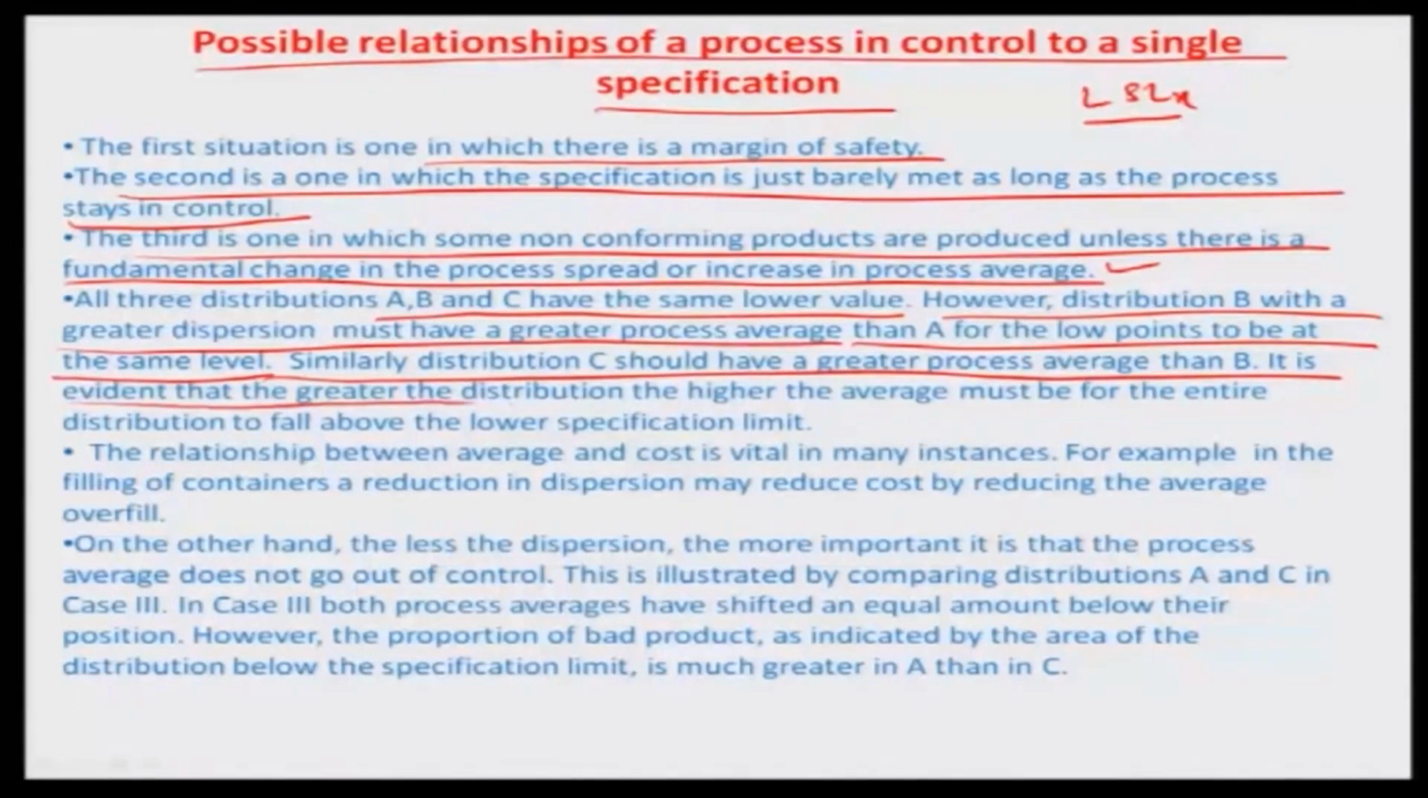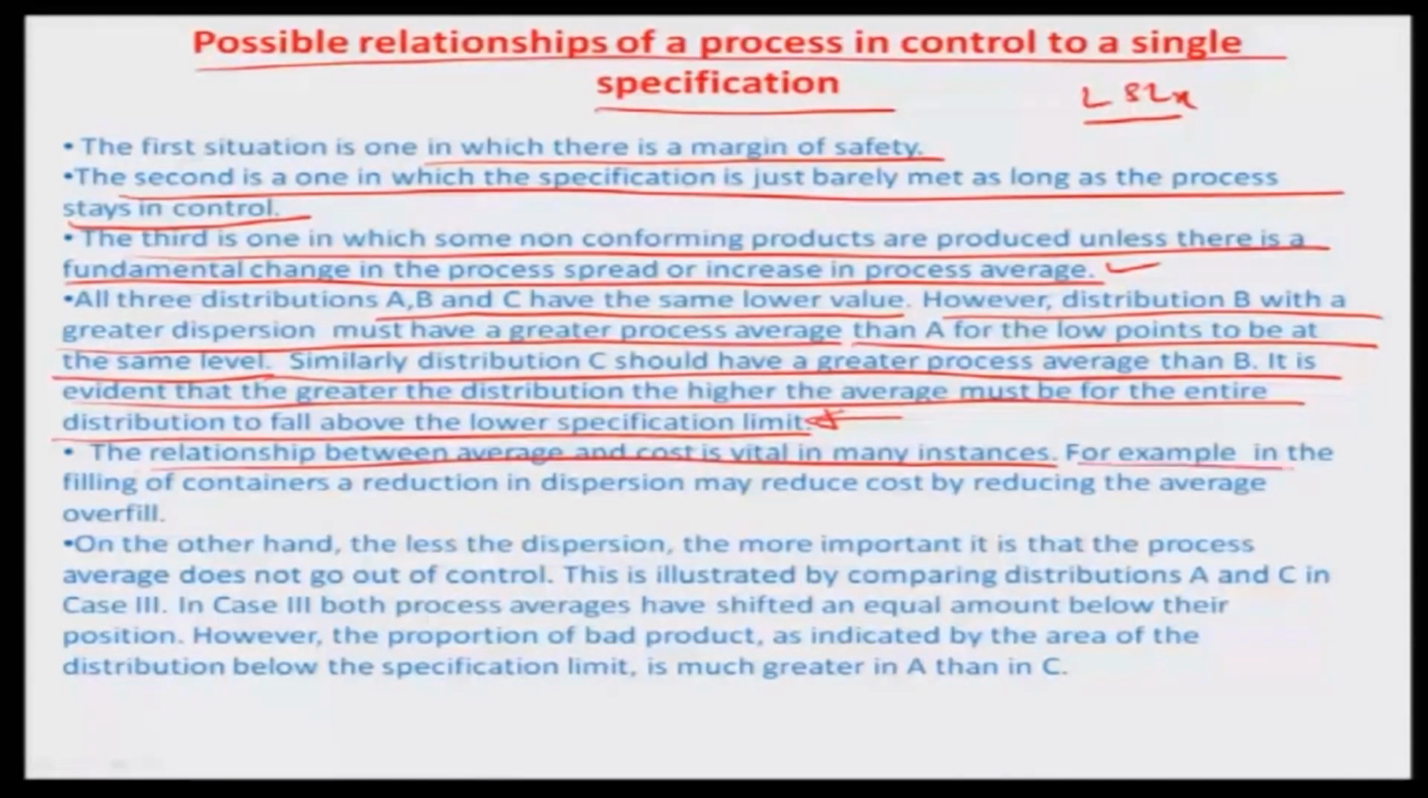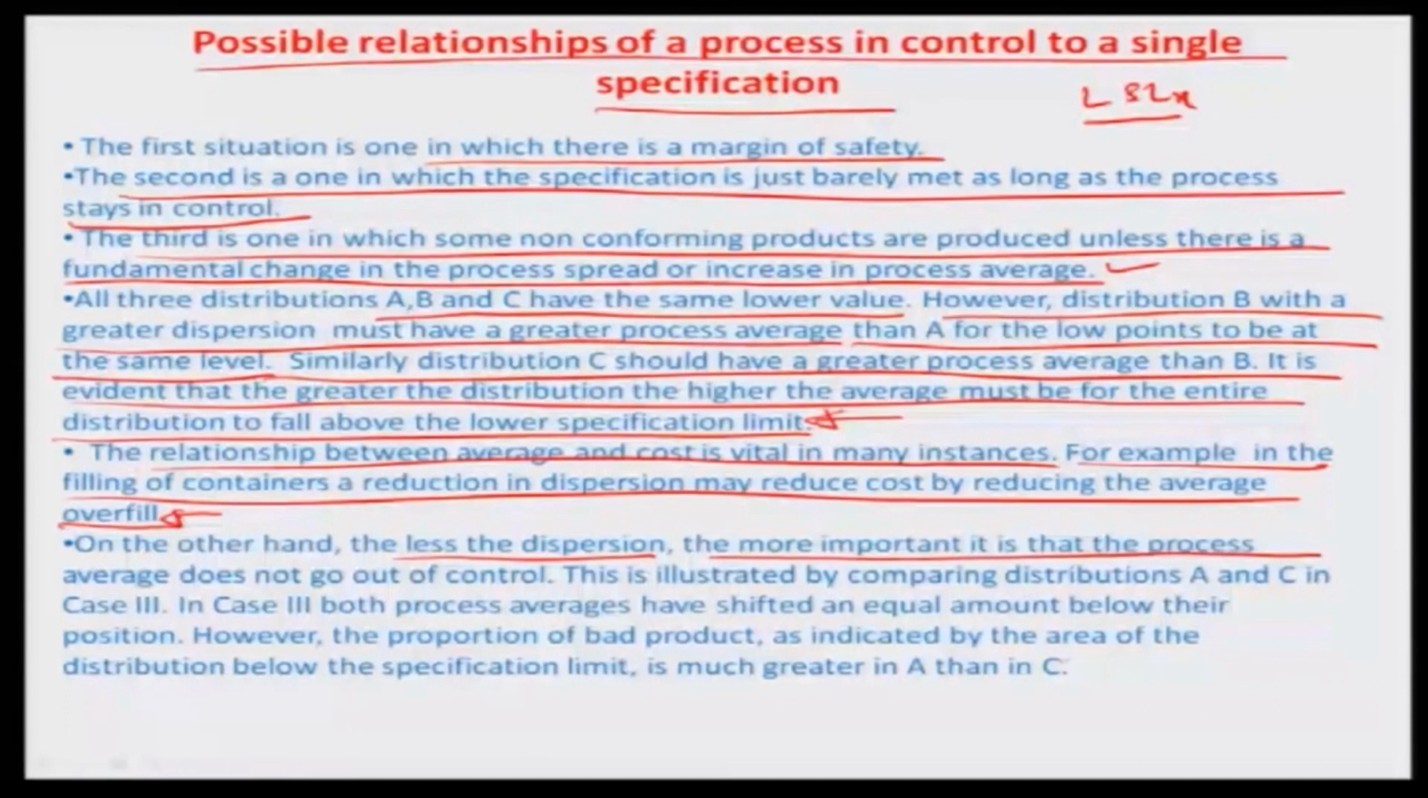So it is evident that the greater the distribution, the higher the average must be for the entire distribution to fall above the lower specification limits. And the relationship between average and cost is vital in many instances. For example, in the filling of containers, the reduction in dispersion may reduce cost by reducing the average overfill. On the other hand, the less the dispersion, the more important it is that the process average does not go out of control, and this is illustrated by comparing distributions A and C in case A, B and C in case 3.